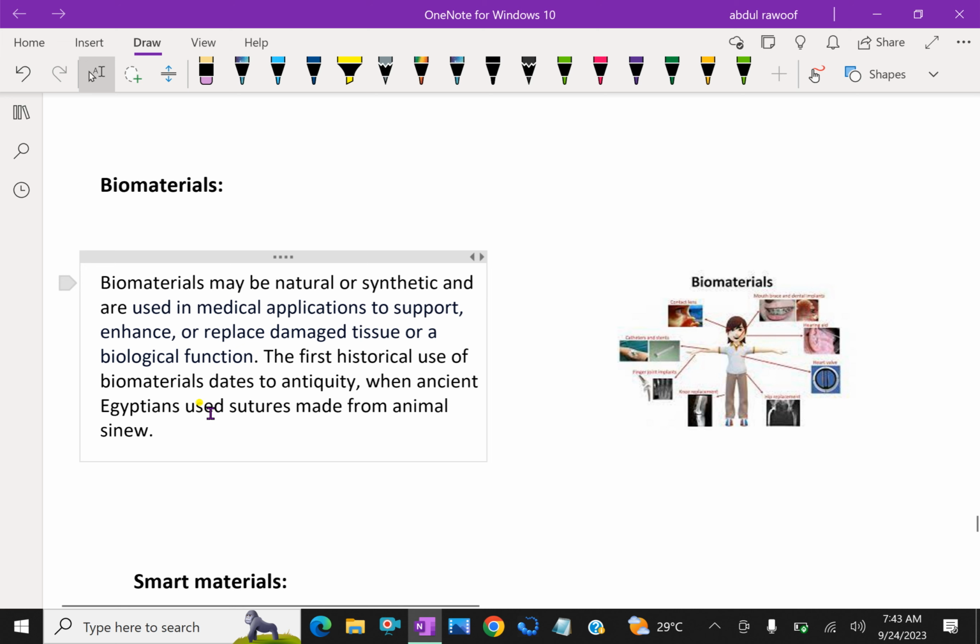Examples of biomaterial application include joint replacements, that is hip joints, knee joints, and heart valve replacement, vascular blood vessel grafts, fracture fixation devices, dental restorations, and generation of new organ tissues.